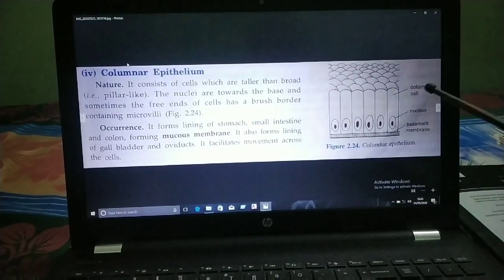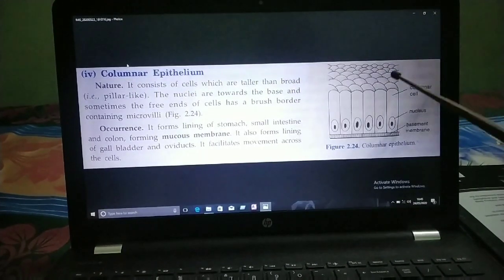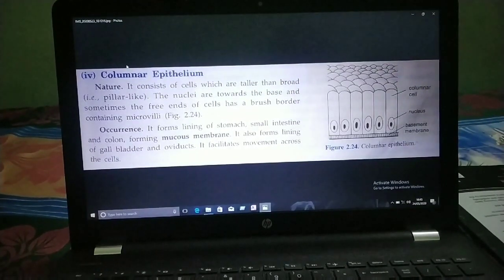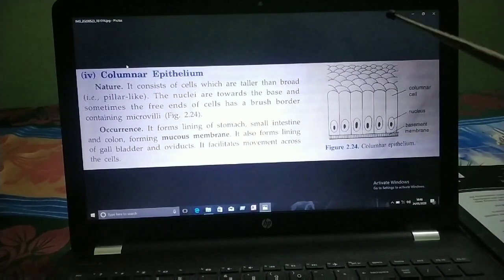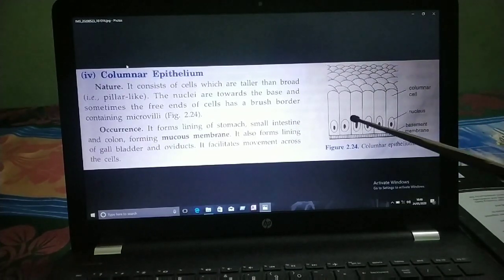Now the next one is the columnar epithelium. It consists of cells which are taller than broad, pillar-like. You can see here, taller and pillar-like. The nuclei are towards the base and sometimes the free ends of cells have a brush border containing microvilli. See here, everywhere there is a nucleus; each and every pillar-like structure has a nucleus.